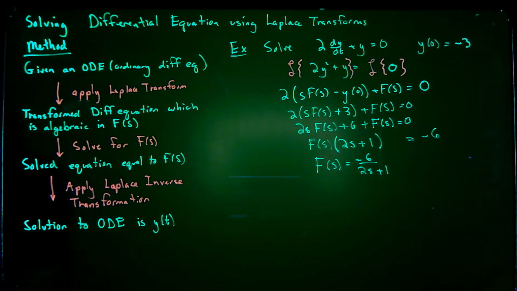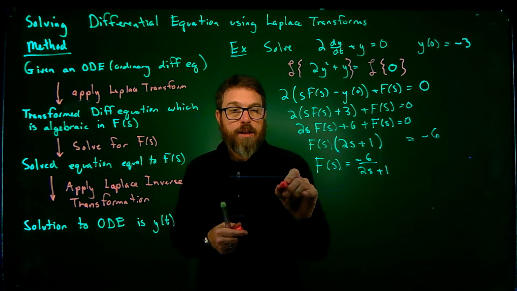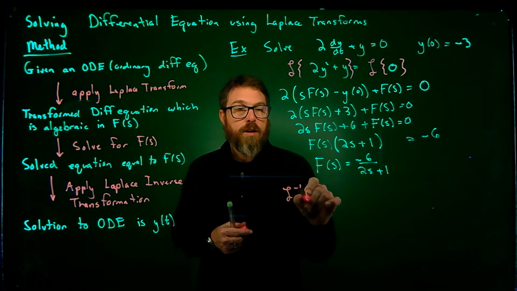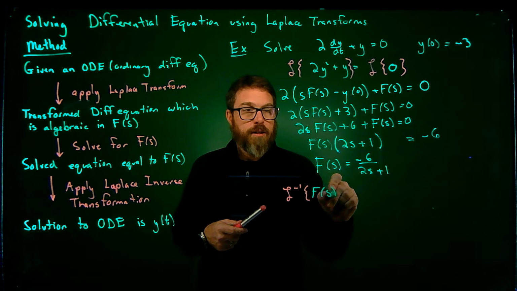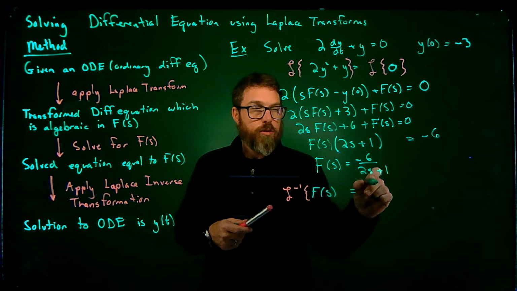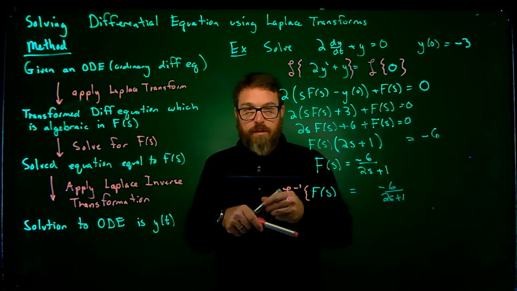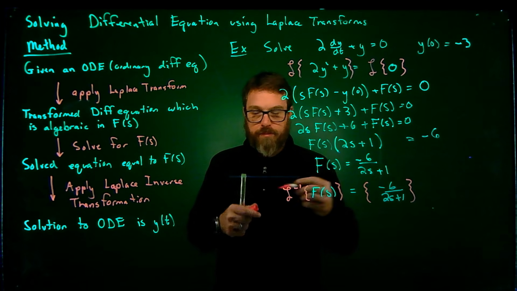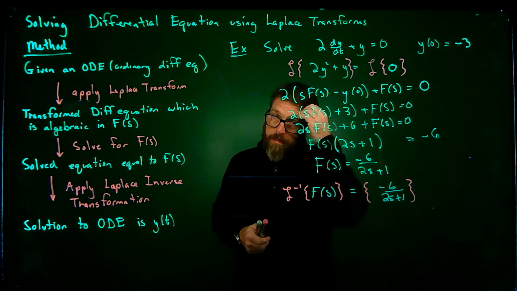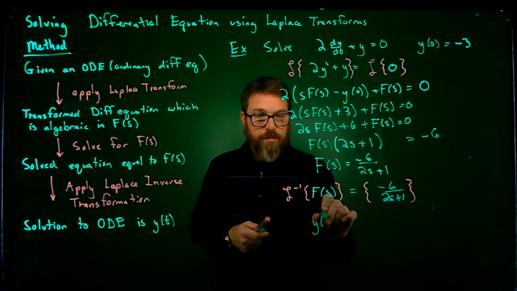Now what we know we're going to have to do is the inverse Laplace of both sides. So let's handle that. So the inverse Laplace of our capital F of s is going to be equal to the inverse Laplace of this side as well. Now, this one's easy. This is just going to be y of t.